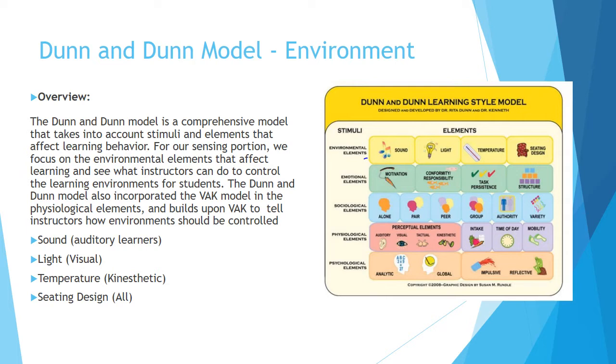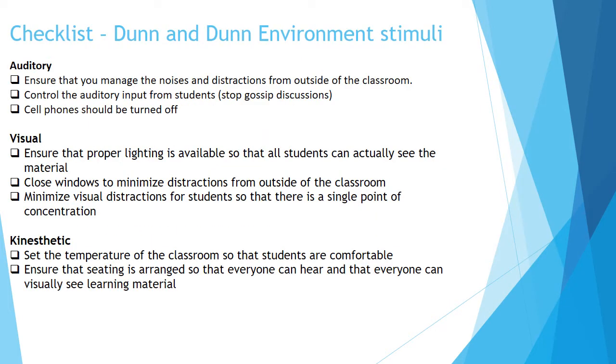So what this model did is they looked at the VAC model and they said, what can educators control in the environment so that all these different types of learners are basically in their optimal state. So the Dunn and Dunn model actually wants to control stimuli for the students. So for auditory, ensure that you manage the noise and distraction from outside of the classroom, control the auditory input from students, stop the gossip discussions, make sure kids raise their hands so there's a single point of concentration.